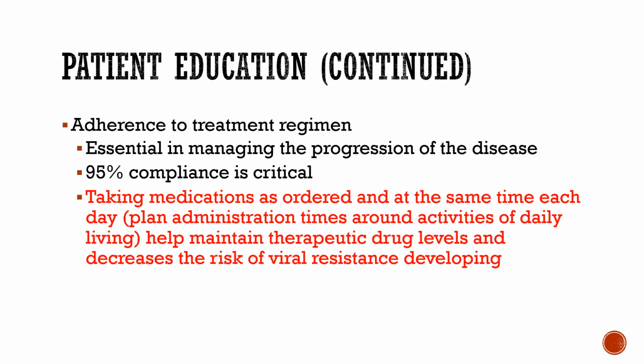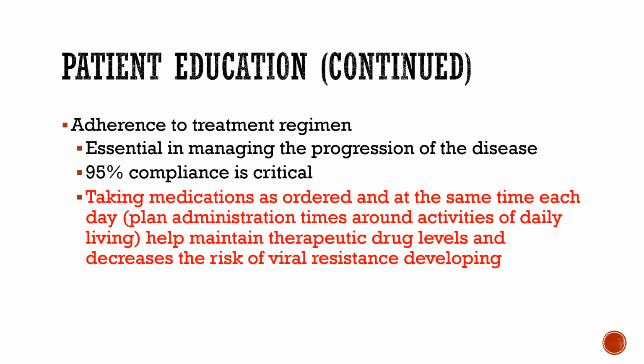They need to know adherence to their treatment regimen. This is essential in managing the progression of the disease. So at least 95% compliance is very critical to their well-being and being successful in living with this virus. So again, taking their medications as ordered and at the same time each day. Again, it is helpful to plan their administration times around activities of daily living. This will help to maintain therapeutic drug levels and will decrease the risk of viral resistance developing.